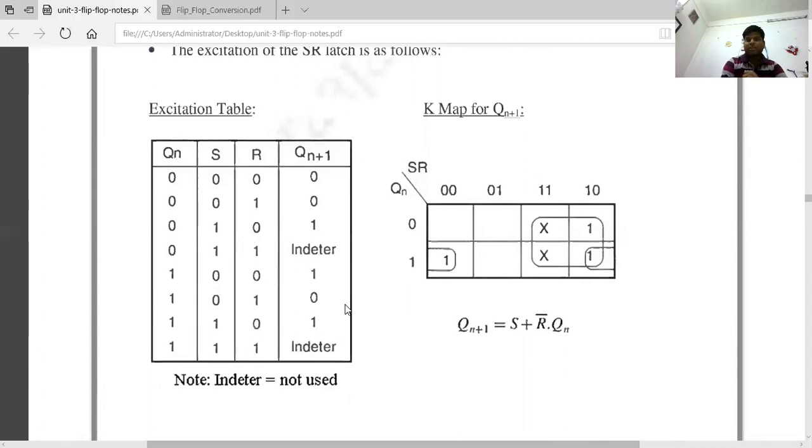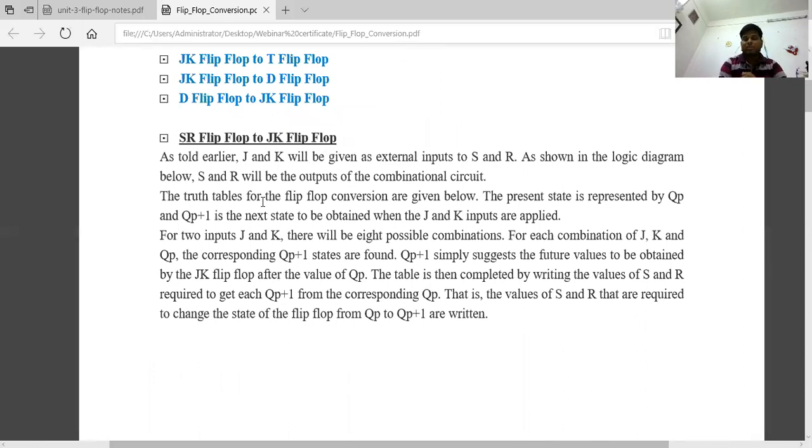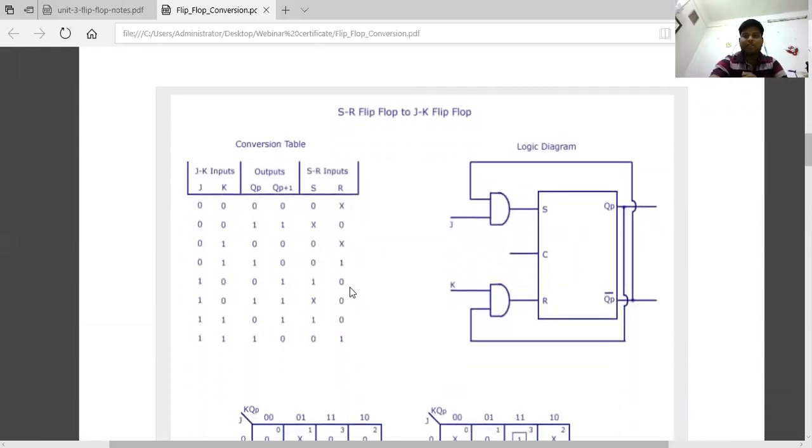So this is the requirement for conversion from one flip-flop to another flip-flop. First we start with SR flip-flop to JK flip-flop. The truth table of the flip-flop conversion is given below. The present state is represented by QP and the next state by QP plus 1. In the JK flip-flop, for inputs J and K, there will be 8 possible combinations, each combination of J, K, QP and corresponding QP plus 1. So again, we have to start the conversion table.